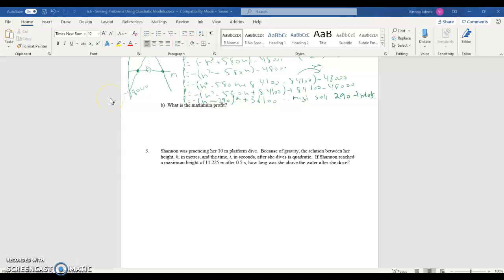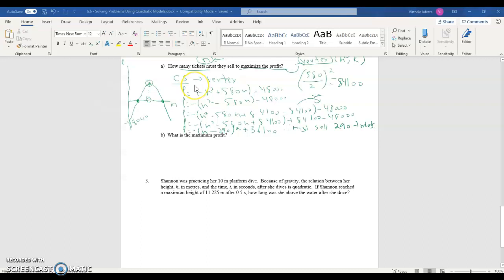This is 6.6 part 3. We're going to finish off the problem here with the maximum profit. So we have to find out how many tickets we had to sell in order to reach a maximum profit. That represented our N or our X value, which is the X value in the vertex here. So we had to sell 290 tickets to reach this maximum over here.